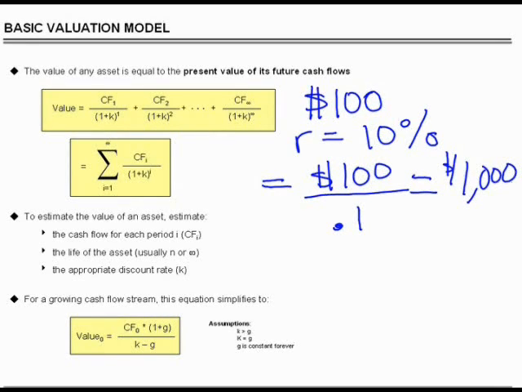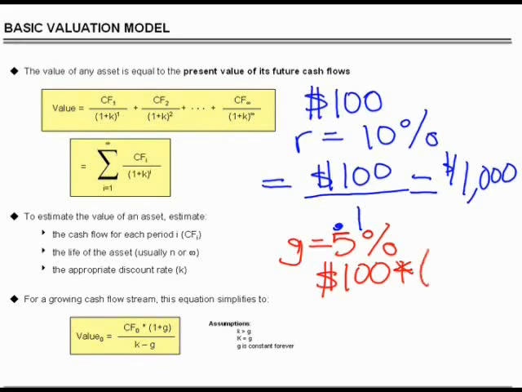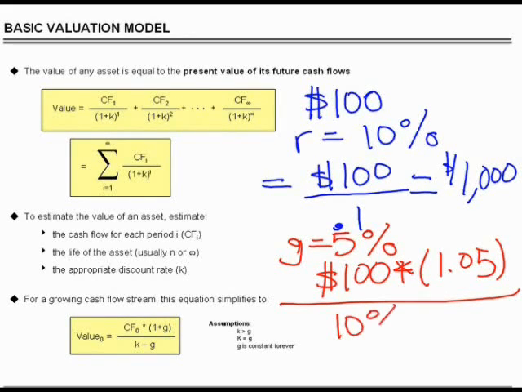However, what if I told you now, I'm going to take this $100 and I'm going to grow it by 5% every single year from now to infinity? How do I now calculate the value of this? The value of this is simply going to be $100 times 1 plus the growth rate, in this case 5%, so times 1.05, divided by the 10% minus the 5%. And that is how you now calculate the value of a growing perpetuity.